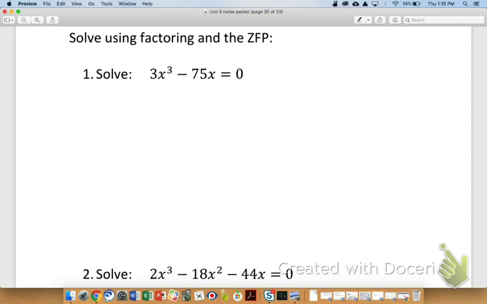I got negative x. Each factor equals 0. How do you get 0? 5, not 3. It's negative 5 and 5. Sorry. Okay, thanks.